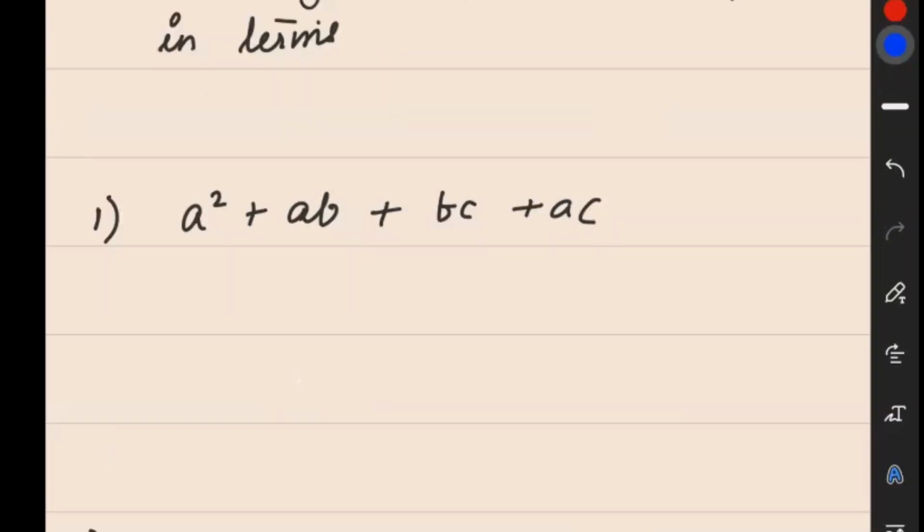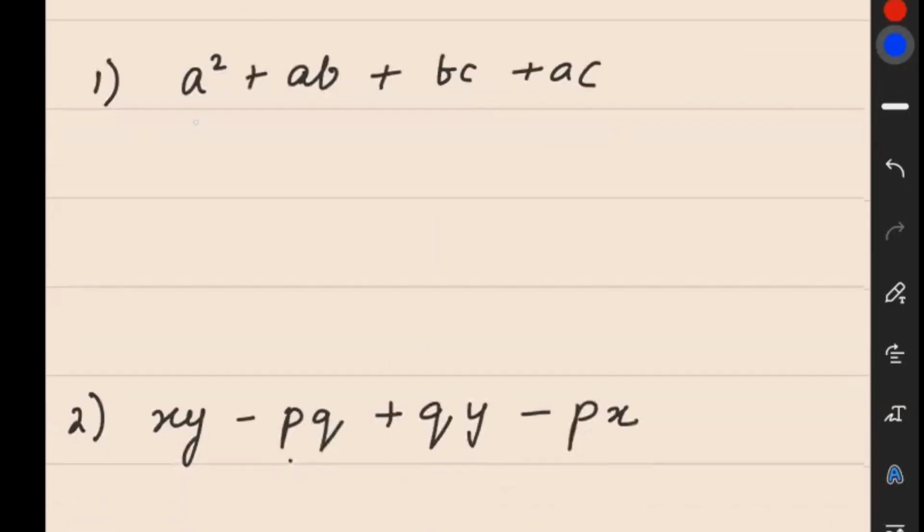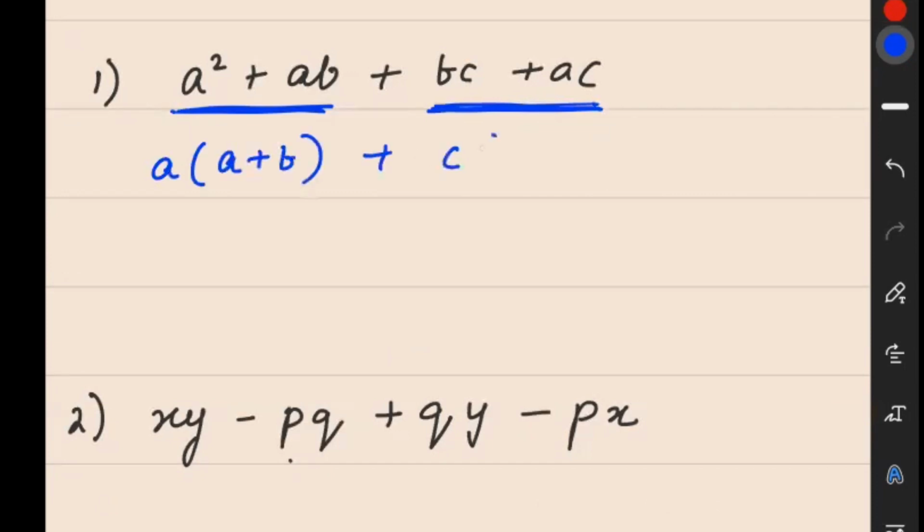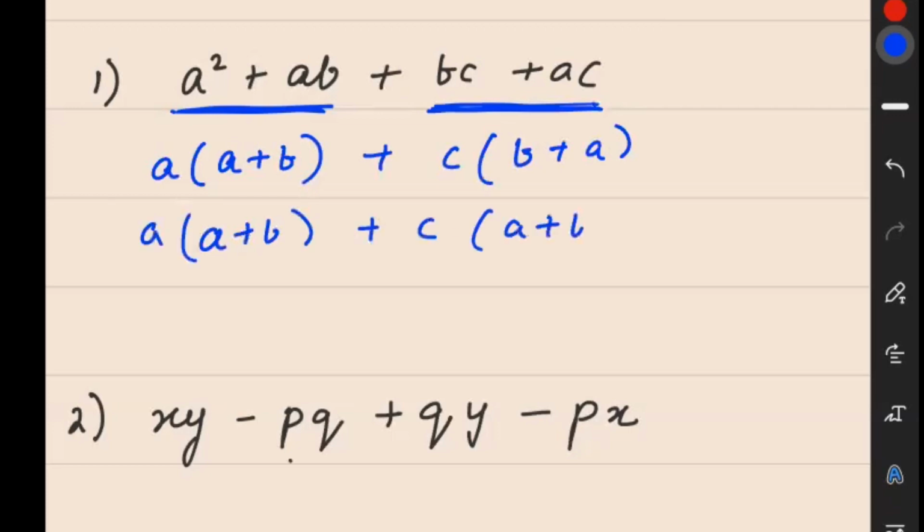Let's see this example. In the first example, you can see there is a common a between the first and the second term. In the same way, in the third and the fourth term, there is a common c. So we take out a here, it becomes a plus b. We take out c here, and it becomes b plus a. Now, by commutative property, we know that a plus b is the same as b plus a. So we can write it as a(a plus b) plus c(a plus b).